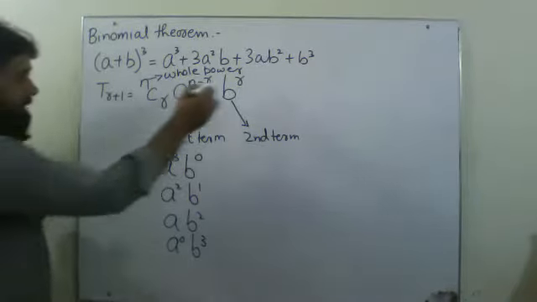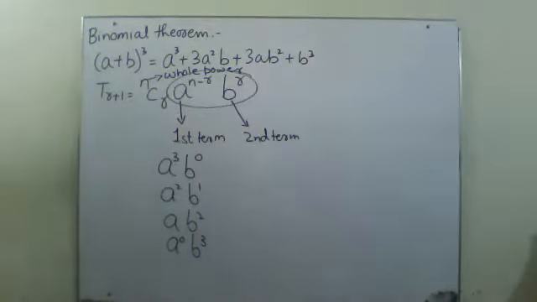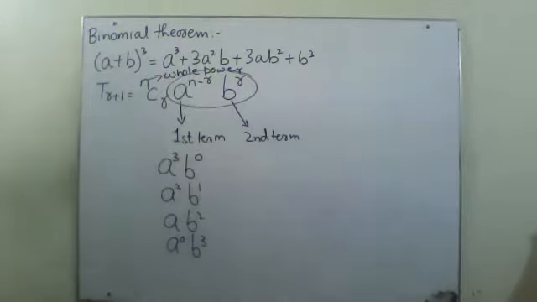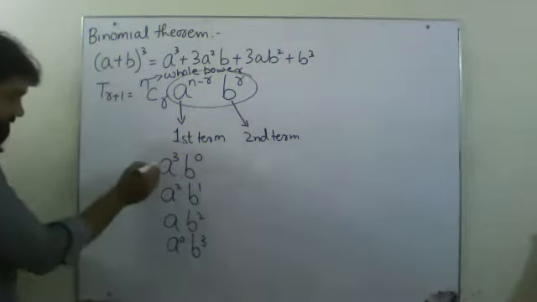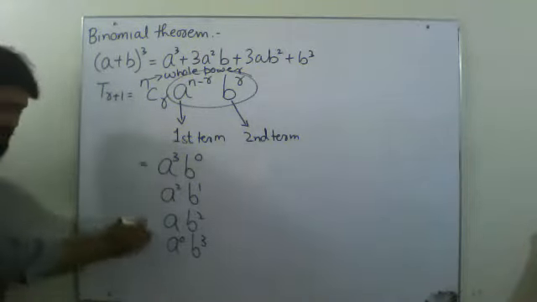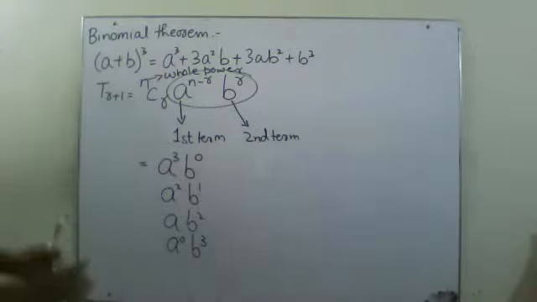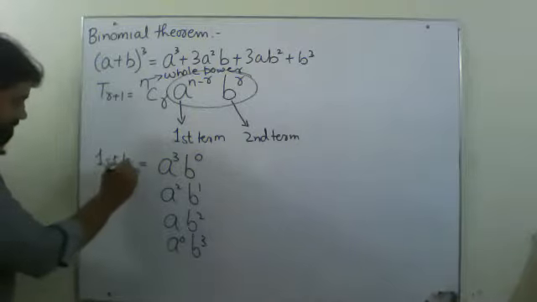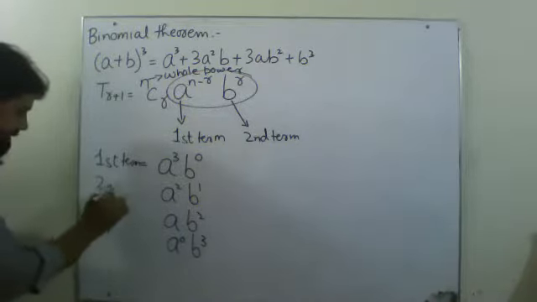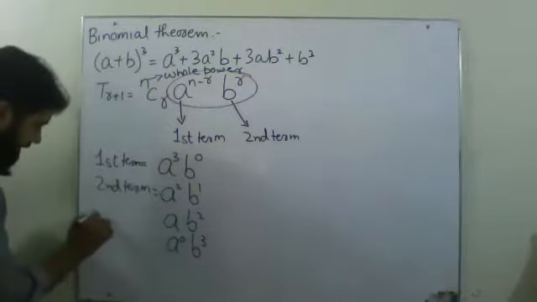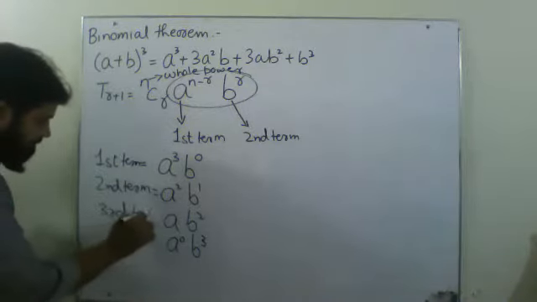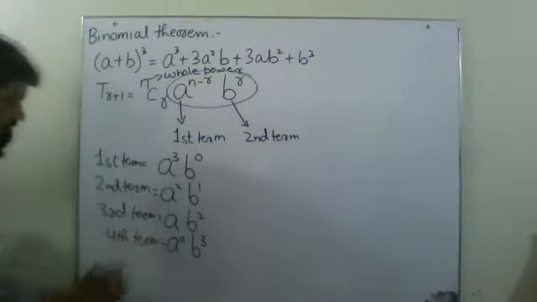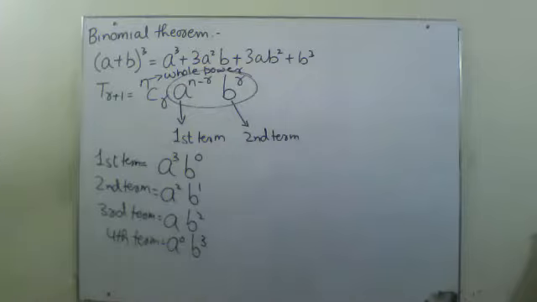Now, let's compare it with this one. See, a to the power n minus r, b to the power r. So, which term is this one? I haven't written my coefficient right now. I'm not talking about the coefficient. I'm just talking about the variables right now. So, this is my first term. Okay, this is my second term. And this is my third term. And this is my fourth term over here.